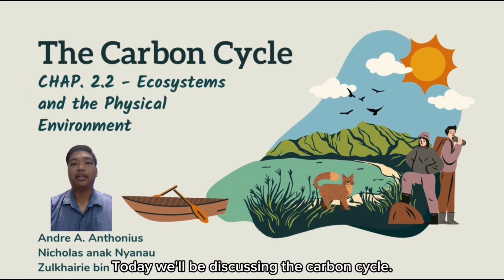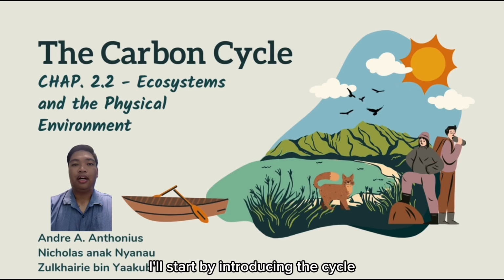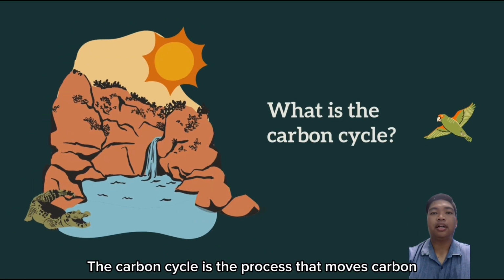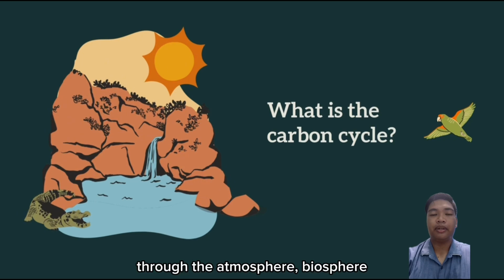Today we'll be discussing the carbon cycle. I'll start by introducing the cycle and its key components. So what is the carbon cycle? The carbon cycle is the process that moves carbon through the atmosphere, biosphere, lithosphere, and hydrosphere. It's crucial for regulating Earth's climate and supporting life.